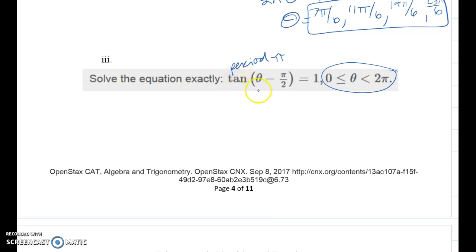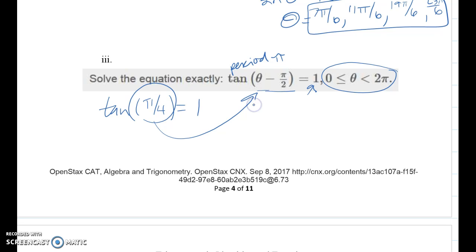When do I know that tangent of something gives me a 1? I know that tangent of pi over 4 gives me 1. So what I'm going to do is take this pi over 4 and set it equal to the inside over here. This gives me theta minus pi over 2 equal to pi over 4, which gives me theta equal to, just adding that over to the other side, 3 pi over 4.